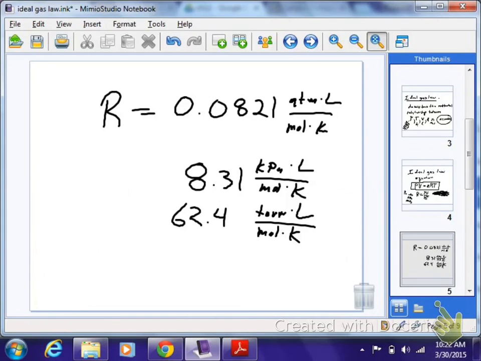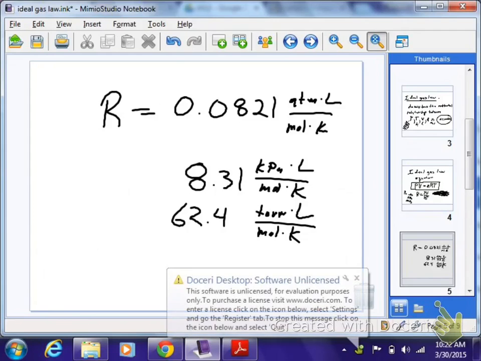I can plug in the 8.31 for my R value when I do the calculation, and I'll get kPa as my answer. Or I can always use 0.0821, get it in atmospheres, and then convert it later. Does that make sense? I don't remember what kPa and torr are. I always remember atmospheres. Plug it in, I get my answer in atmospheres.